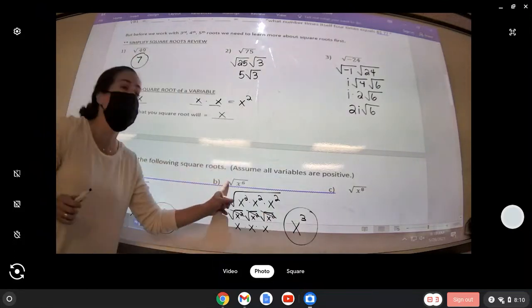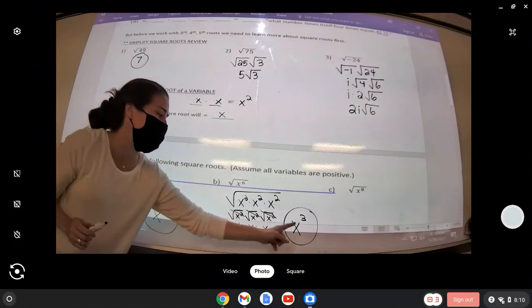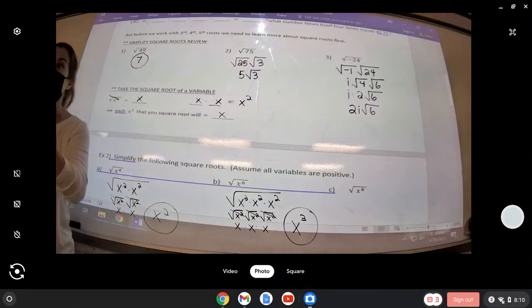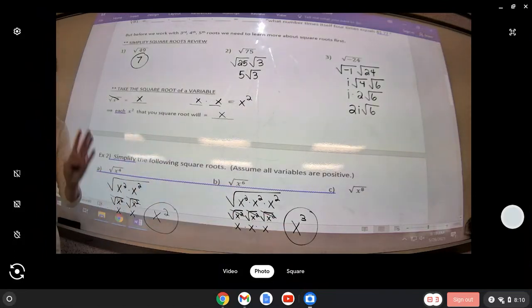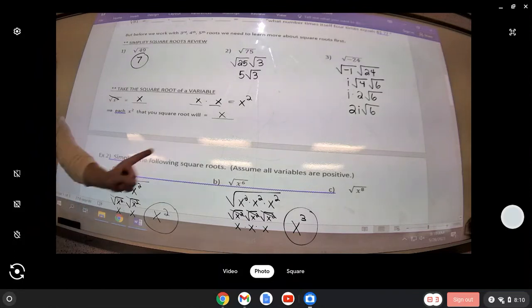All right, so the square root of x to the sixth is x to the third. Now, guys, there's going to be a shortcut to this, all right? I don't know if you see it yet. I'm going to do one more the long way.